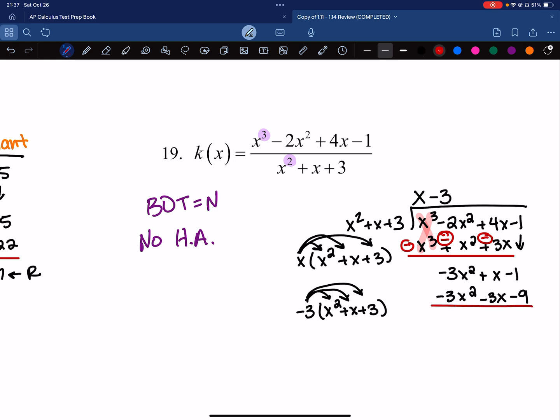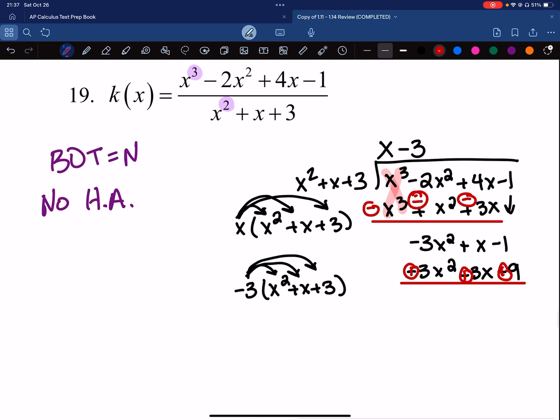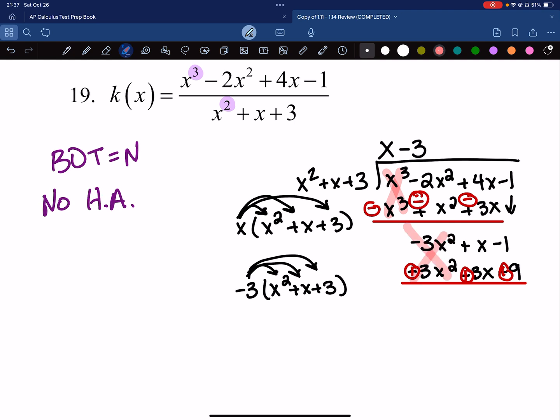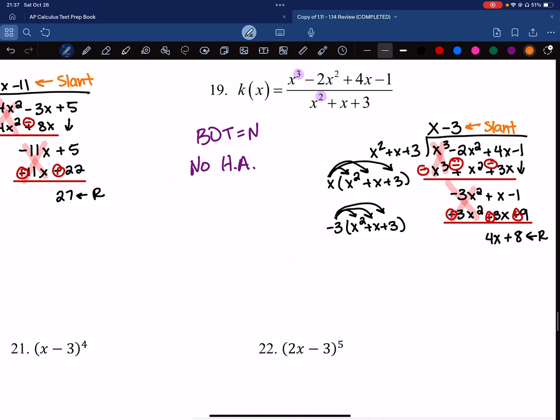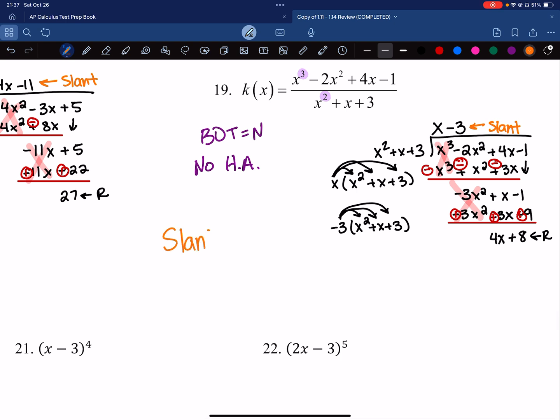From here, draw the line, change all the signs. And so right here, we see that negative 3x squared plus 3x squared is 0. 1x plus 3x is a 4x, and negative 1 plus 9 is a positive 8. This right here is my remainder. This right here tells me my slant. So my slant asymptote equation is y equals x minus 3.